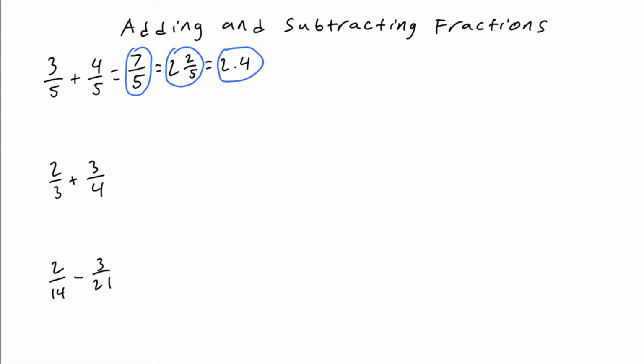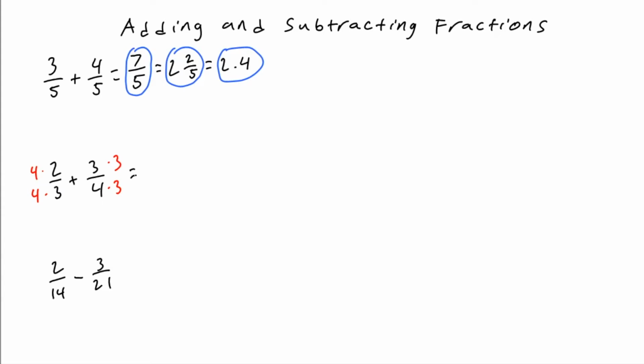Now here, we have 2 over 3 plus 3 over 4. We need a common denominator. What number can both 3 and 4 multiply into that are the same number? Well, the easiest way is 3 times 4 is 12. So 3 and 4 can both multiply into 12. So what do we have to multiply 3 by to get 12? 4. What we do to the bottom, we have to do to the top. What do we have to multiply 4 by to get 12? 3. What we do to the bottom, we have to do to the top.